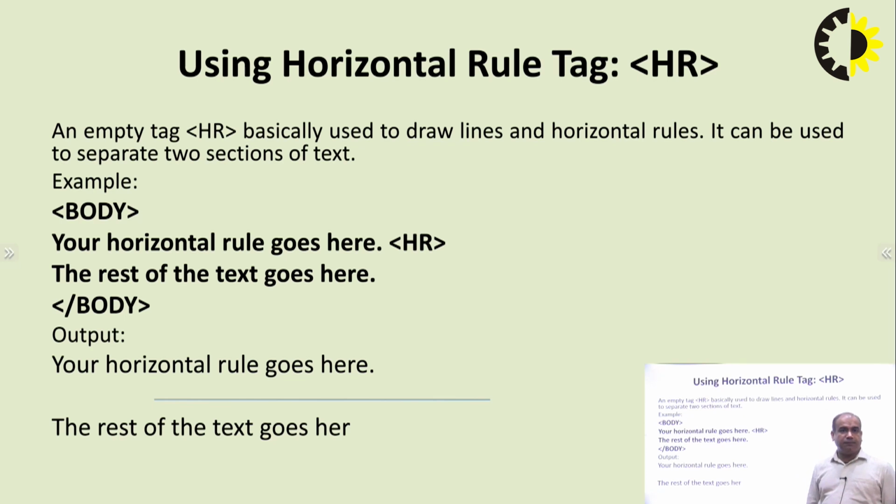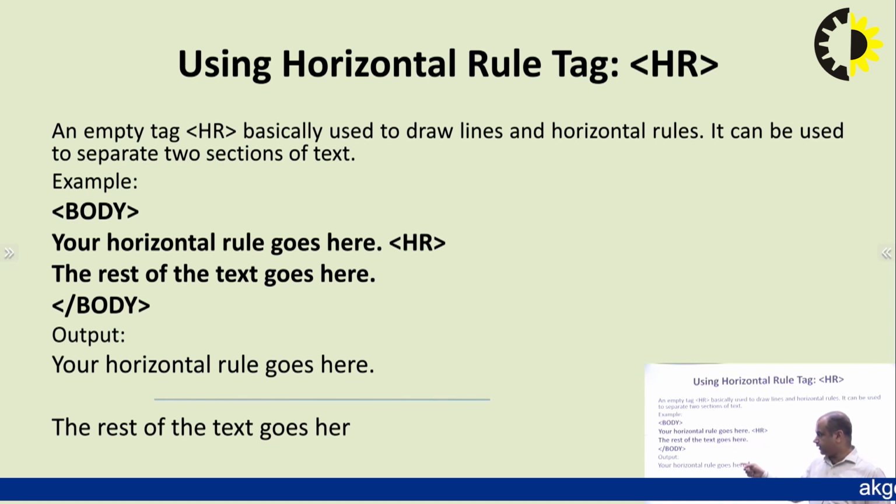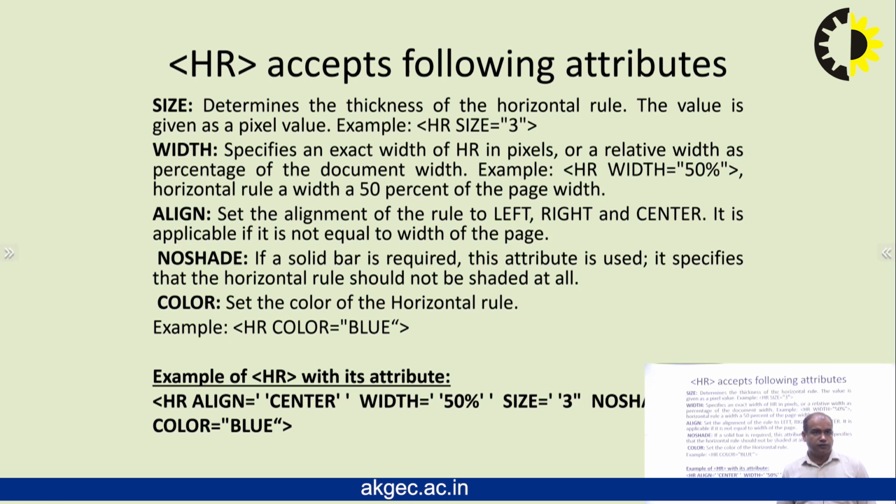Next important tag is the horizontal ruler, or horizontal rule. This is the empty tag that basically draws a line. A horizontal rule can be used to separate two sections of text, that is, the body. A horizontal rule, a line, will be created here, with this text goes here. So these are the following attributes used with the HR tag.